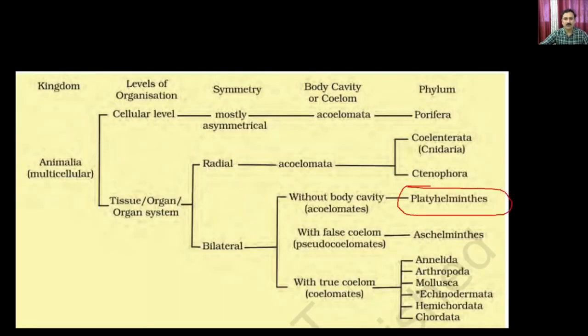Now let's move on to slightly more advanced organisms. The next group has the pseudocoelomates. They don't have a true coelom, and the example is Aschelminthes, or the roundworms.